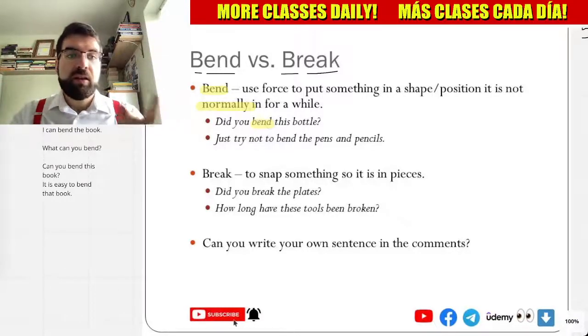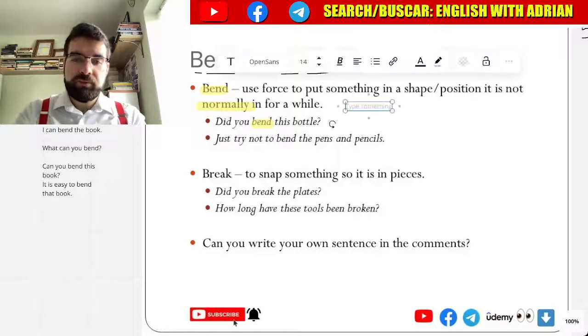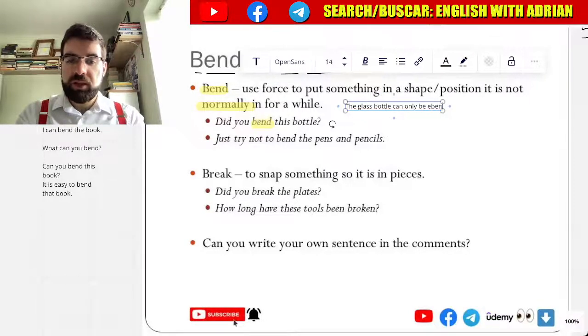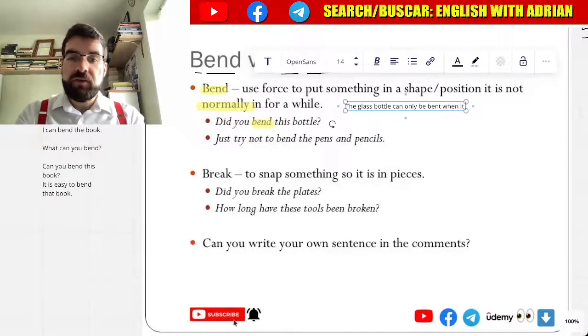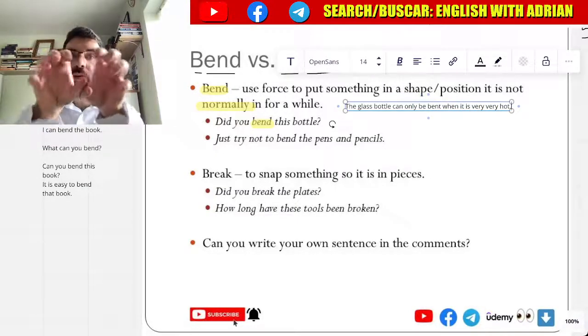Did you bend this bottle? The glass bottle can only be bent when it is very, very hot.